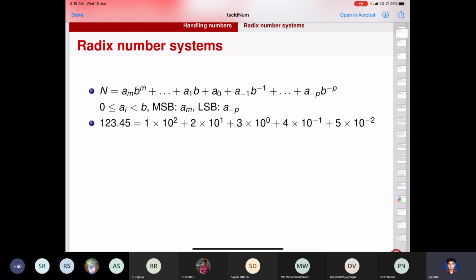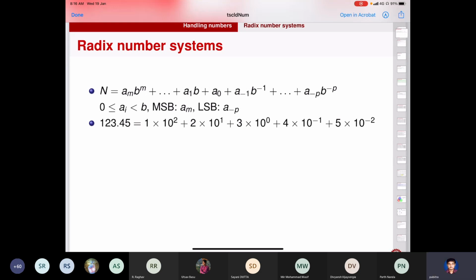Okay, so a few things to be noted. As you can understand, the digit or the coefficient, as people sometimes call it, of the highest position, that is b to the power m, is called the most significant bit, and the lowest weight position is called the least significant bit. So a_-p is the least significant bit, and a_m is the highest bit.